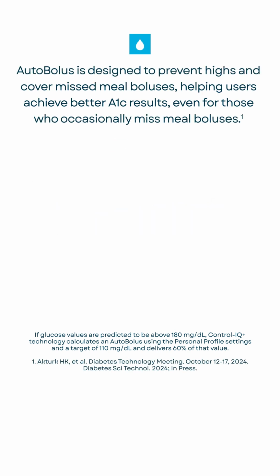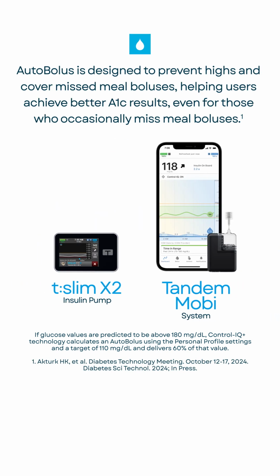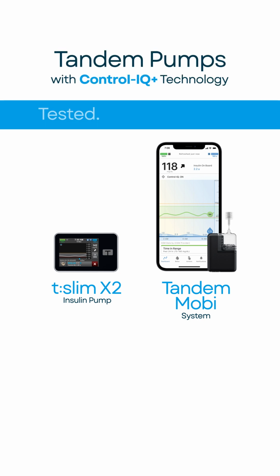Autobolus is designed to prevent highs and cover missed meal boluses, helping users achieve better A1C results, even for those who occasionally miss meal boluses. Control IQ Plus is tested, trusted, better.